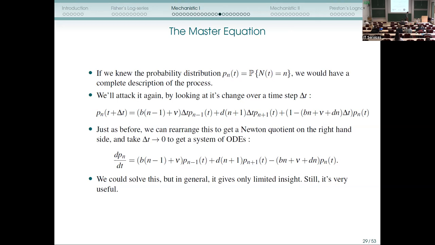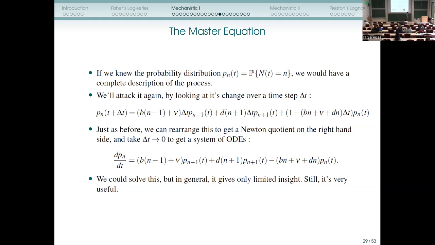So what's the probability that I start off at time t and I go one time step, delta t, forward? What's the probability that I'm in state n one delta t into the future? Well, if I'm in state n one time step into the future, then at the present I have either n minus one individuals or n plus one individuals, right? Because that's the only type of change I have in this whole system. They either go up by one or they go down by one.